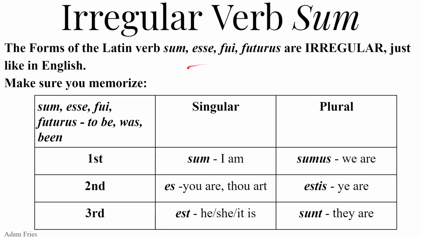Now add this to your mental repertoire. The forms of the Latin verbs sum, esse, fui, futurus, to be. These are irregular, just like the verb to be is irregular in English. So make sure you memorize sum, esse, fui, futurus. I am, to be, I was, I have been.